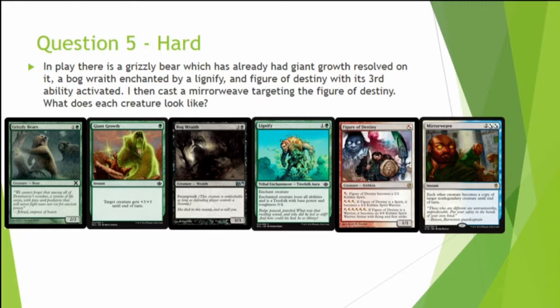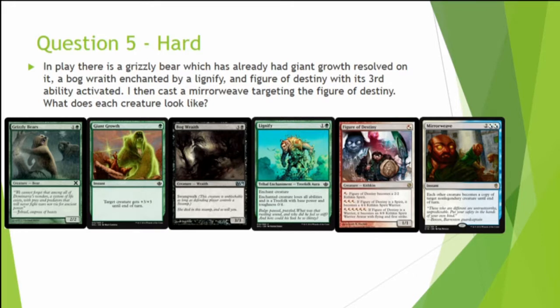Okay, because the copy layer is the first one, Bog Wraith and Grizzly Bears will both be a 1/1 Figure of Destiny. And as the later layers are applied, Grizzly Bears will be a 4/4 Figure of Destiny from Giant Growth, and Bog Wraith will be a 0/4 Figure of Destiny because of Lignify. And Figure of Destiny will be Figure of Destiny, 8/8 with whatever abilities its third one gives it.